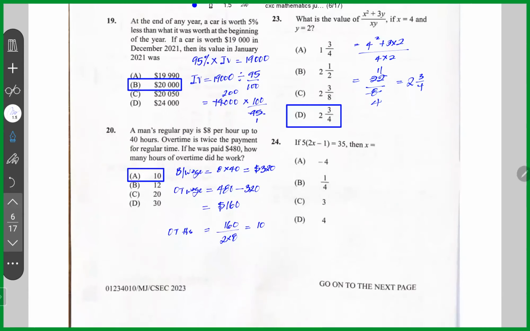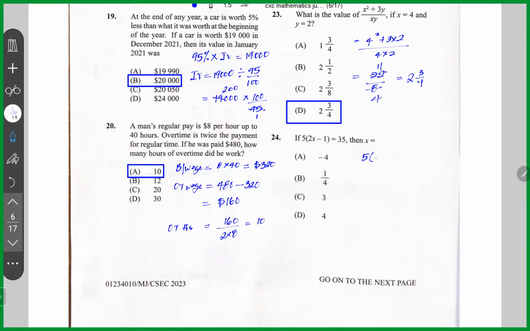All right, simple equation, we have 5 into 2x minus 1 is equal to 35. If I divide both sides by 5, I'm going to get 2x minus 1 is equal to 7. 2x would be equal to 7 plus 1, which is 8. Divide both sides by 2, and we get x is equal to 4.